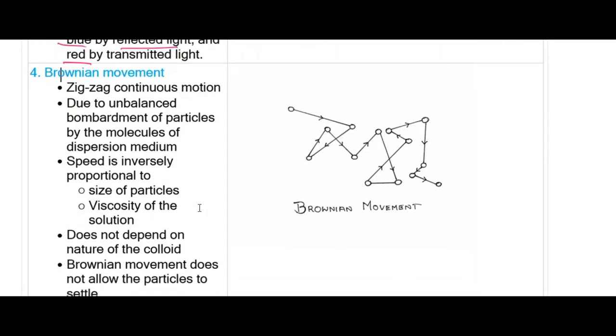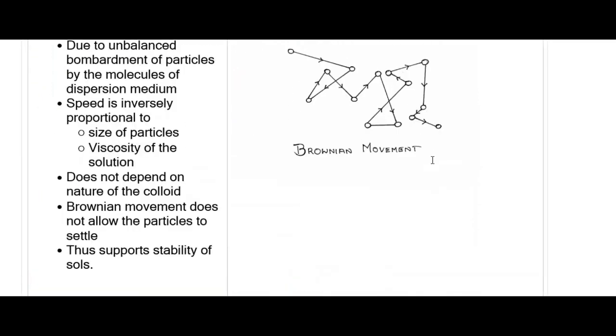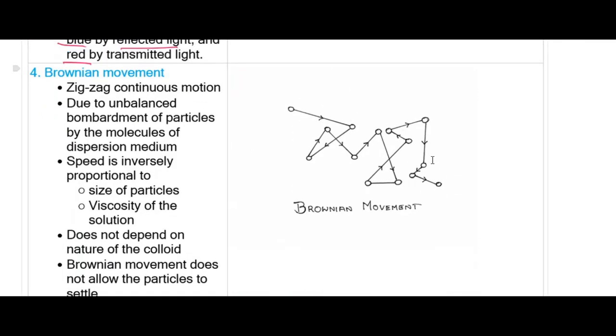Next, Brownian movement. Google has wonderfully drawn this Brownian movement as a zigzag movement. See this? It goes like this, and like this, but wherever it goes, it adopts a linear motion. That you should remember. This zigzag continuous motion of the dispersed phase in the dispersion medium of a colloidal solution is called Brownian movement.